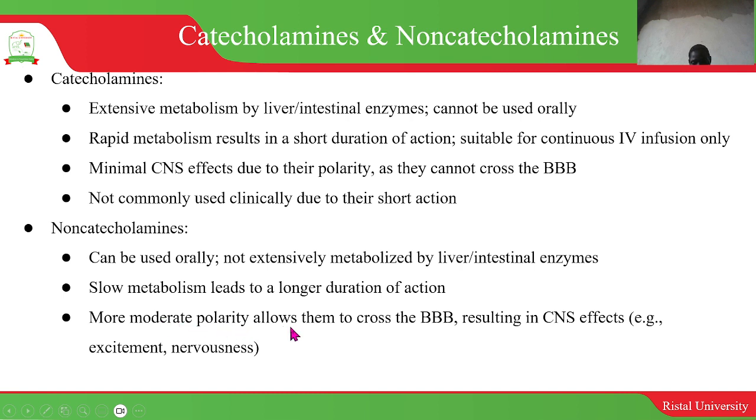More moderate polarity allows them to cross the blood-brain barrier. So this is the opposite of those ones. Catecholamines cannot cross, but these have moderate polarity and these drugs can enter the CNS, resulting in CNS effects. The problem is that because they cross the blood-brain barrier, some of their side effects also manifest in the central nervous system, such as excitement and nervousness. Somebody takes the drug and because of side effects becomes more excited and also a bit nervous sometimes.